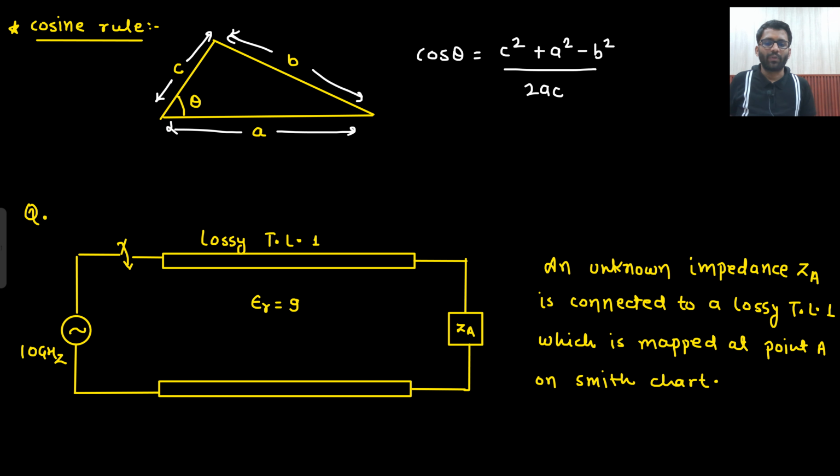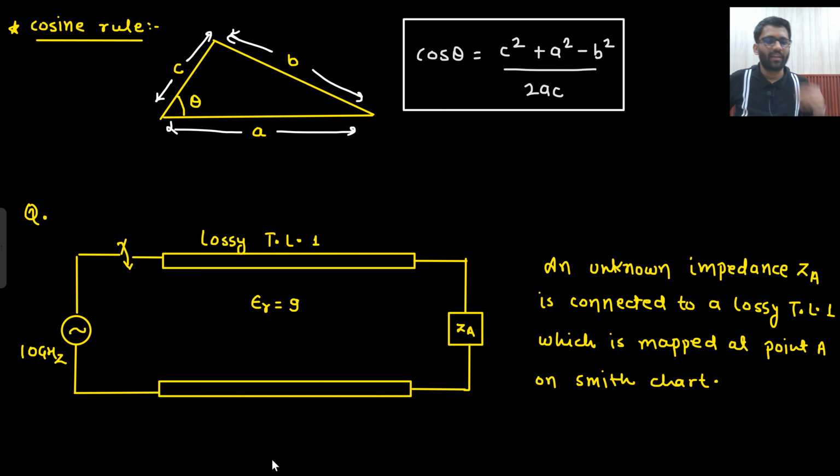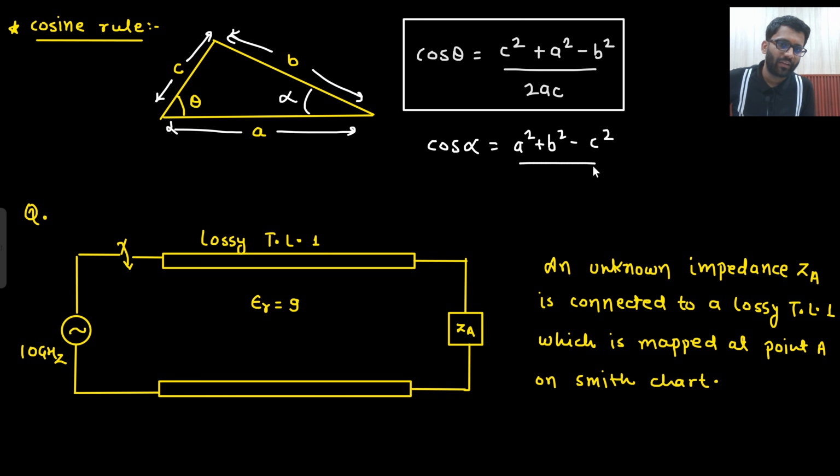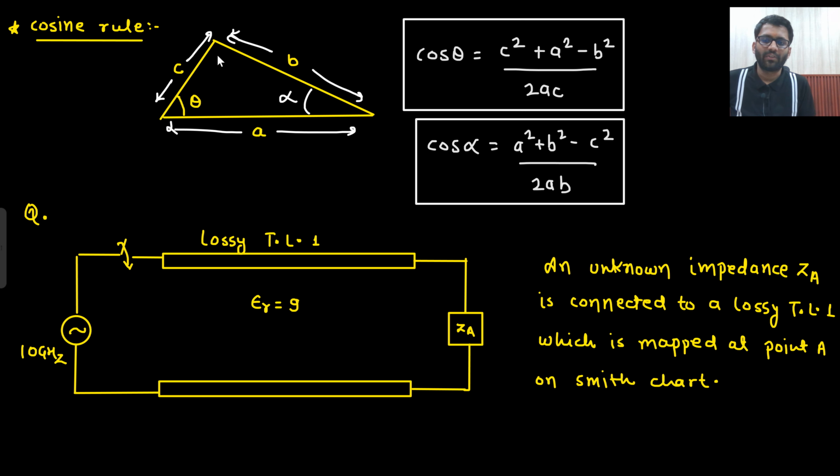This is highly useful. As a student you should know it, because it will be used not just in mathematics problems, not just in EMFT problems, it can be used anywhere in your life. If there is a triangle with sides A, B, C and this angle is theta, you write A square plus C square minus B square divided by 2AC. If this angle was alpha, what do you see in front? C. So forget about C, write A square plus B square minus C square divided by 2AB. This will be your cos alpha. Similarly, you can write cos beta as well, if I assume this angle as beta.